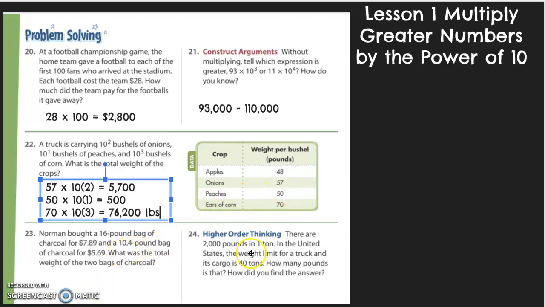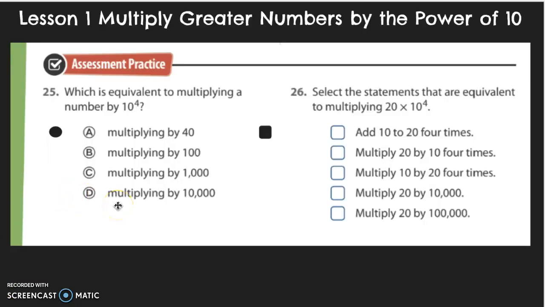You do not have to do 23 and 24, but I do want you to try these two before we do our next thing. Number 25 says, which is equivalent to multiplying a number by 10 to the 4th? And number 26, select the statements that are equivalent to multiplying 20 times 10 to the 4th. Okay, pause the video, try to get an answer. Remember, this is 126, you can do more than one. And then come back here and see what you get.